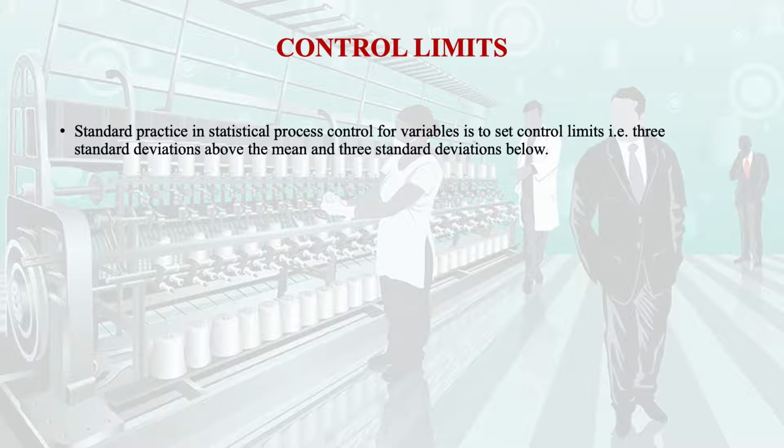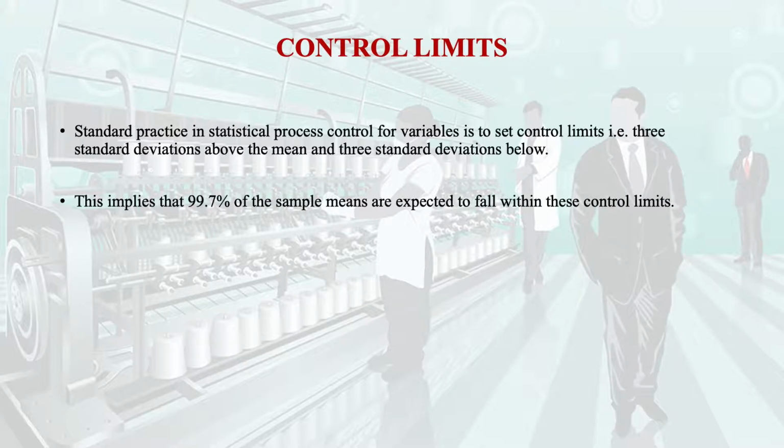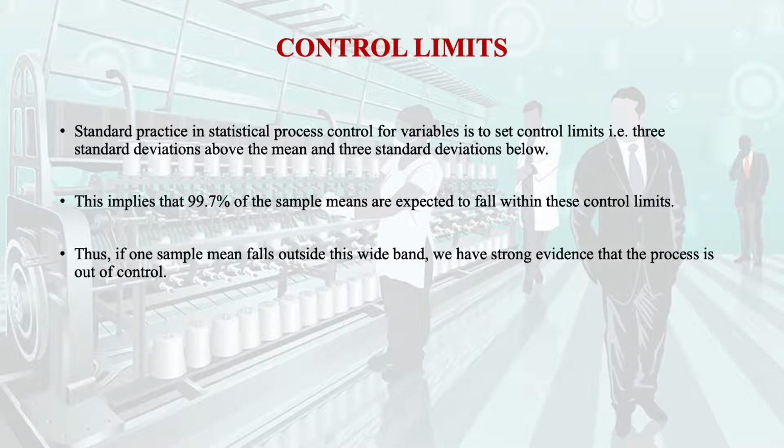The standard practice in statistical process control for variables is to set control limits at 3 standard deviations, or 3 sigma, above the mean and 3 standard deviations below the mean. This implies that 99.7% of the sample means are expected to fall within these control limits. Thus, if one sample mean falls outside this wide band, we have strong evidence the process is out of control.